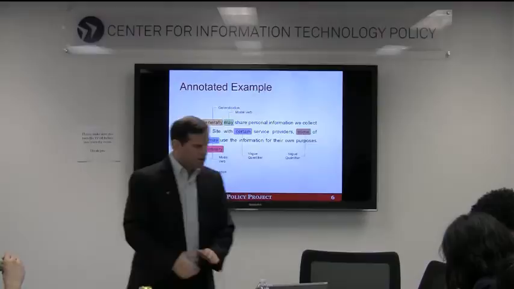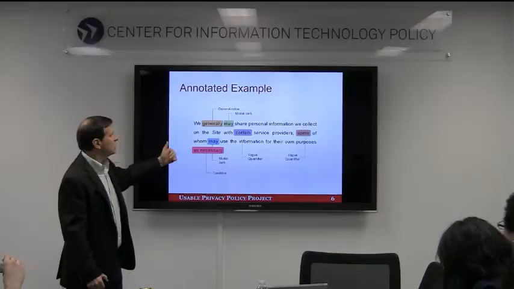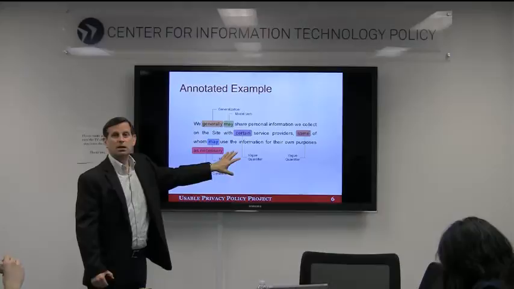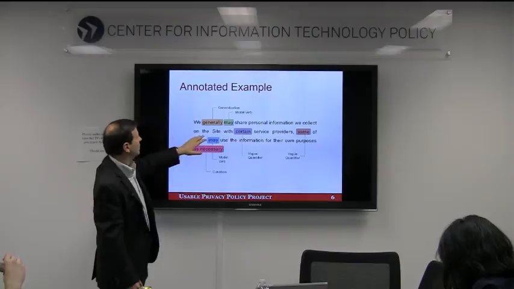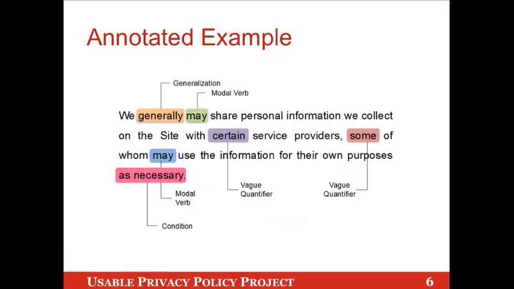So to see how this works, we take an example. This is close to a real example. We added a couple things here just to be able to illustrate it better, of a phrase in a privacy policy that shows how these different vague terms are going to be appearing. So we generally may share personal information we collect on the site with certain service providers, some of whom may use the information for their own purposes as necessary. And what we've done is we've identified how we would annotate these. So we have a generalization, generally, a modal verb, may. We have two vague quantifiers, certain service providers, some of whom, and another modal verb, and then we have a condition, as necessary.